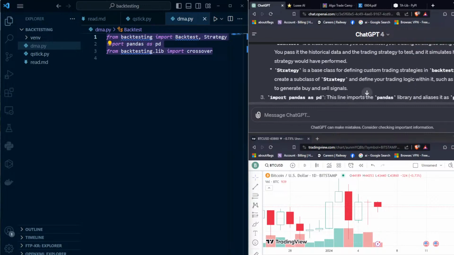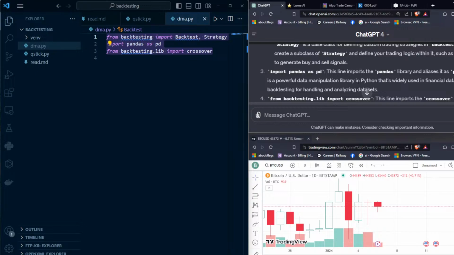A strategy is a base class for defining custom trading strategies in backtesting.py. You create a subclass of strategy and define your trading logic within it, such as how and when to generate buy and sell signals. So basically, when to buy, when to sell.